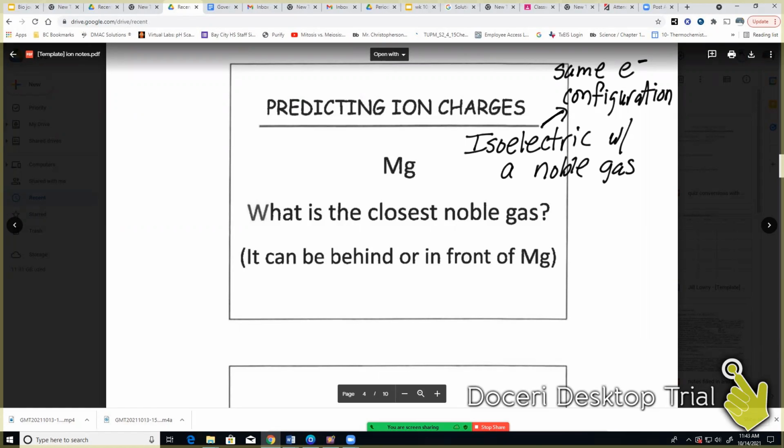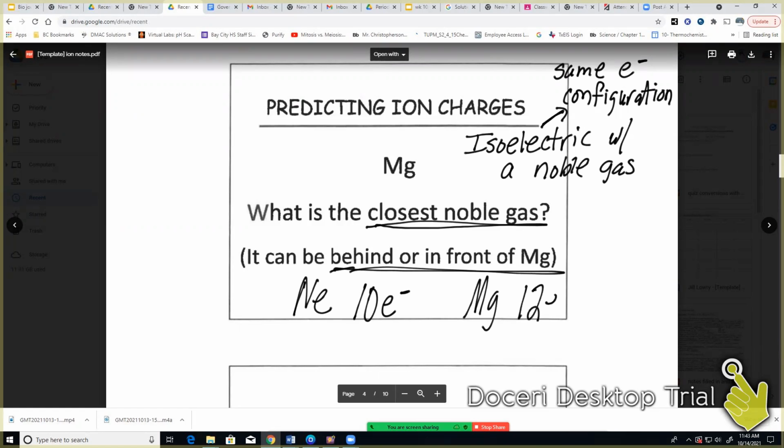So when an element is losing or gaining electrons, it wants to do that so it's going to look like a noble gas. So if I look at magnesium, which is element number 12 on your periodic table, which one is the closest noble gas to it? And it can be before it or it can be after it. Neon, perfect, whoever said that. If you look at neon, it's element number 10. Magnesium is element number 12, so they're just 2 spaces apart. So neon has 10 electrons because it's neutral, it has electrons and protons equal. Magnesium is element number 12, so it has 12 electrons.